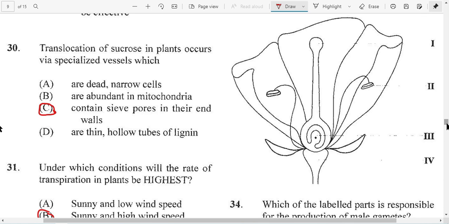And when we look at thin, narrow hollow tubes and lignin, we're talking there about the xylem, so that couldn't be. So C is our best answer for question 30.